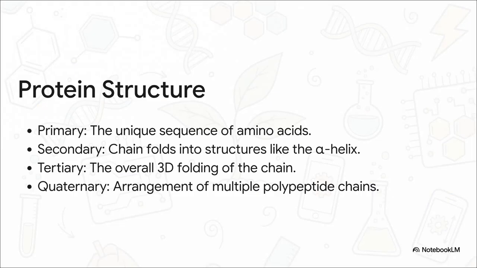But a simple chain can't do much. So next, that chain goes through this amazing process. You can think of it as molecular origami. It starts to fold into simple shapes like spirals. Then, the whole thing folds up into a really specific 3D structure. Sometimes, a few of these folded chains will even come together to form a bigger machine. That final, unique shape is everything. It's what gives each protein its specific power, whether that's digesting your food or carrying oxygen in your blood.